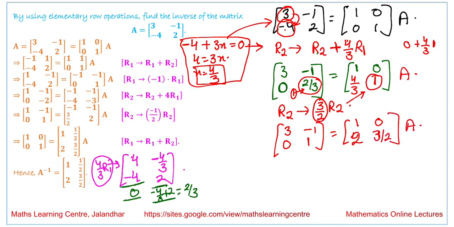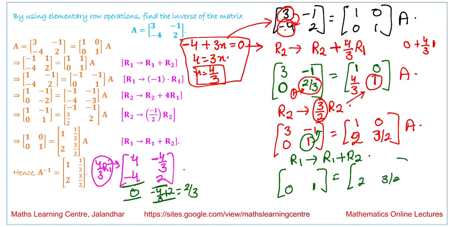So this term will become 2 and this term over here 1, this will become 3 by 2, and we have A over here. Next thing we have to do is, with the help of this 1, we are going to make this minus 1 into 0. So we are writing row 1 approaches row 1 plus row 2. So row 2 is now the same, it is 2, 3 by 2, and this is A.